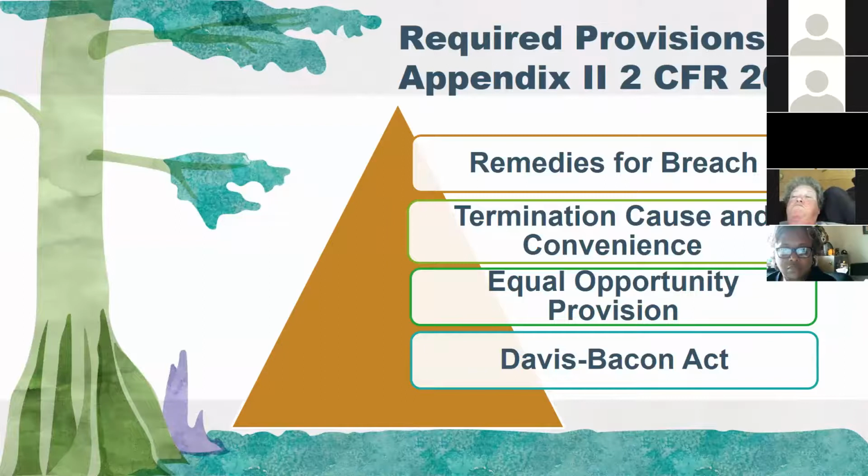All formal bids must include these provisions from Appendix 2 of 2 CFR Part 200. The bid must include the administrative, contractual, or legal remedies the SFA plans to take if the vendor breaches the contract. It must include language concerning termination for cause and convenience. The sample procurement plan has some sample language that can be used. The equal opportunity provision must be included in the bid. And the Davis-Bacon Act is only applicable if the contract is for construction.